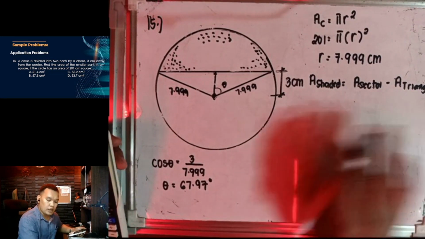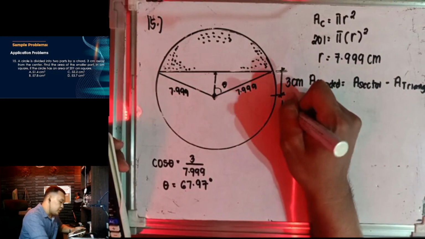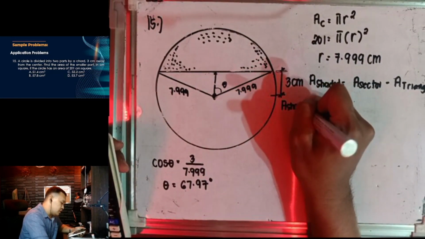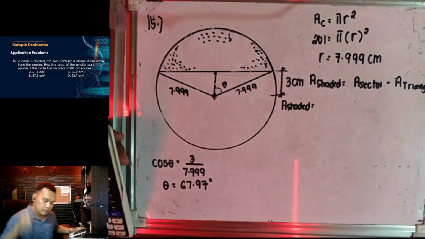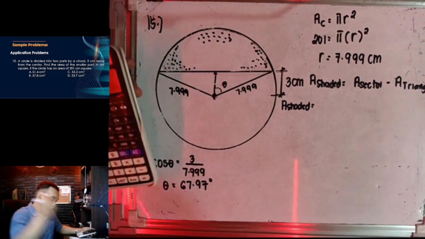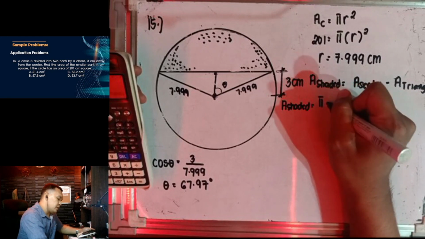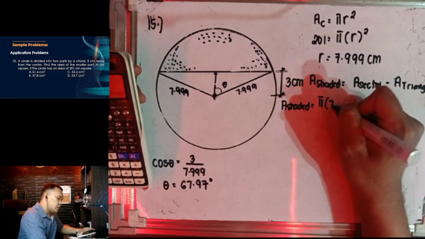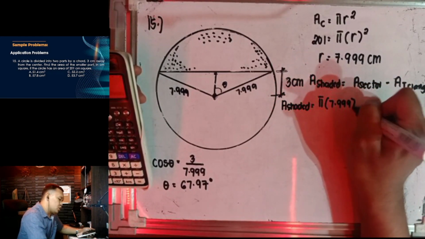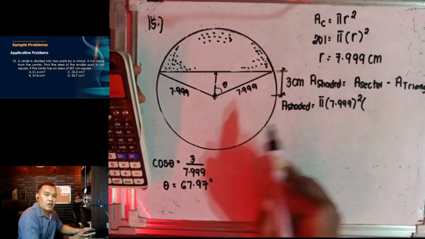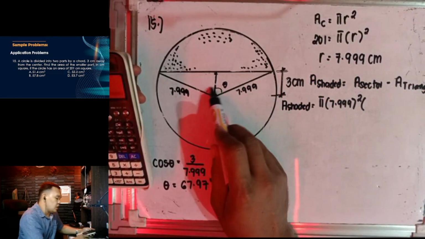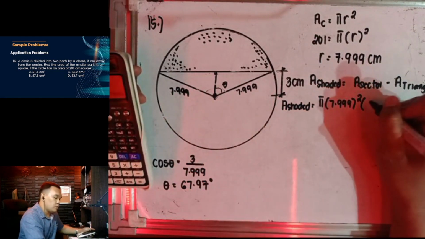Then to get the value, so, tuloy-tuloy na lang natin to, no? Para makapag-compute tayo. Okay. So, area shaded is equivalent kay area ng sector, which is pi r, which is 7.999 squared times the angle. Yung angle po sa sector is yung kabuuan na to na angle, no? So, sabihin kong 2 times yung theta.